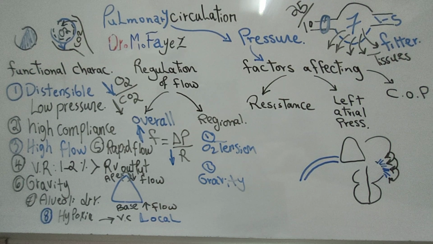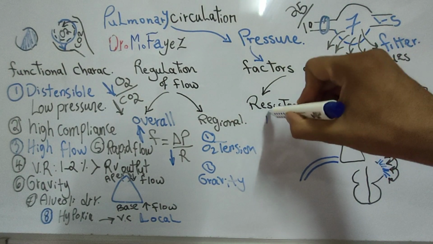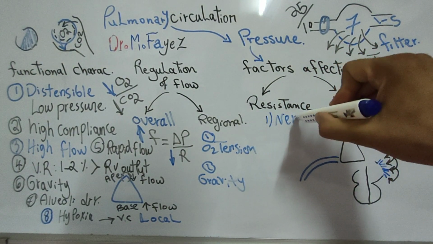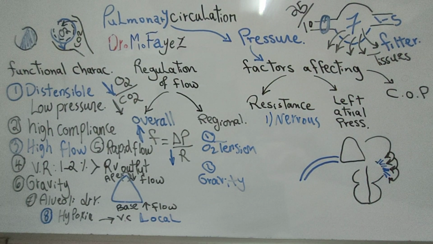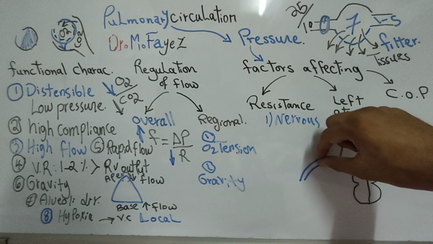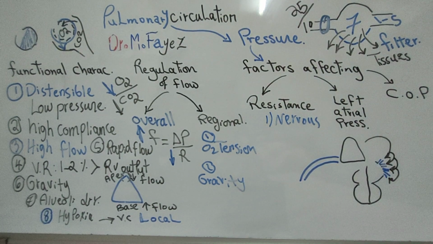So regarding resistance, you have 5 factors. Number 1 is nervous factors. Nervous, you imagine what I am going to say. Autonomic. You know that sympathetic causes vasoconstriction of the pulmonary artery, and vice versa is parasympathetic.